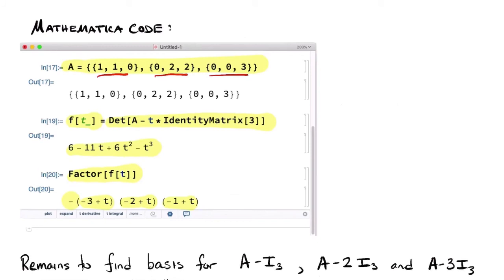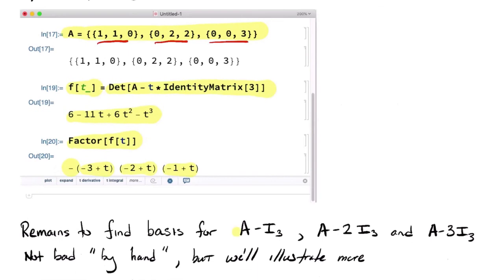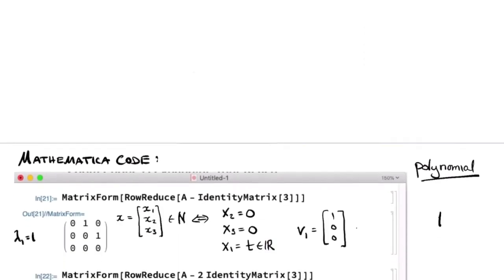Okay, so there's our characteristic polynomial. The eigenvalues, like we said, are 1, 2, and 3, the zeros of that. So it remains to find bases for the null spaces of those 3 operators. Important little detail. We could do that by hand, but let me just illustrate some more Mathematica code here for you.